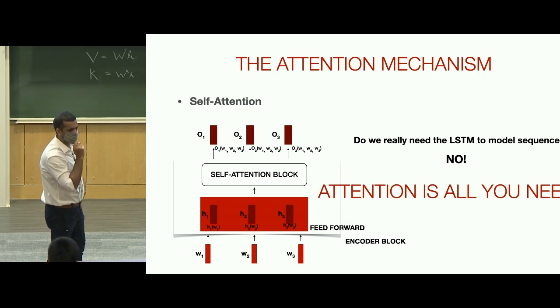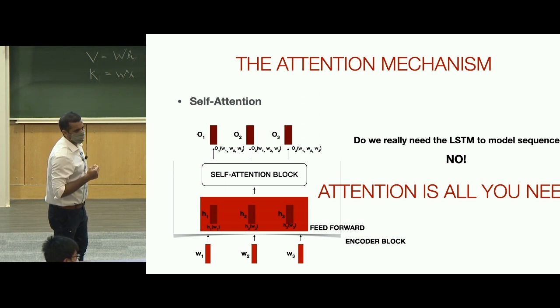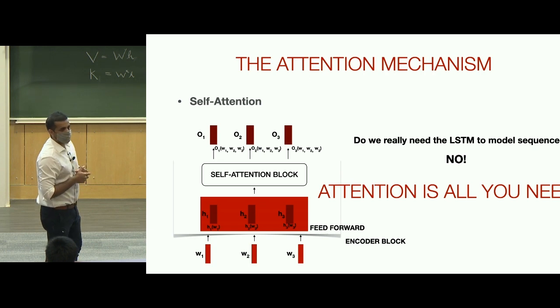Not exactly machine translation. I'm not able to think of an example, but like a language modeling problem? Word tagging. Word tagging, yeah. Sequence labeling. It can be used, actually.